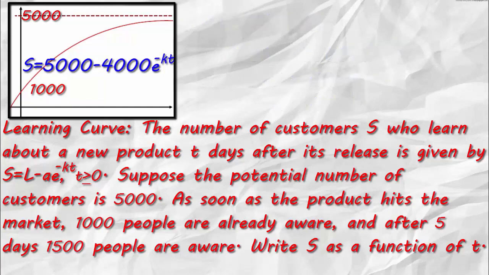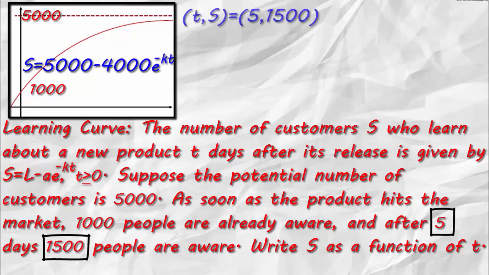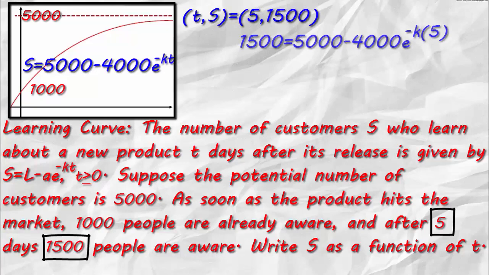Finally, the value k gives the rate that people are learning about the new product. If we're given a percentage, then we change it to a decimal and plug it in for k. Alternatively, we can find this rate if we know another point. For example, if 1,500 people are acquainted with the product by the 5th day of its release, then we can use the point (5, 1,500) to find k.